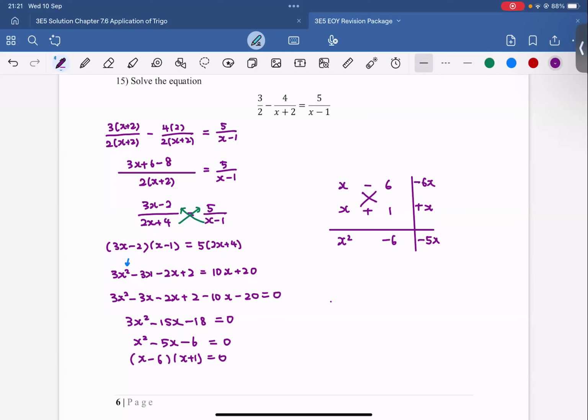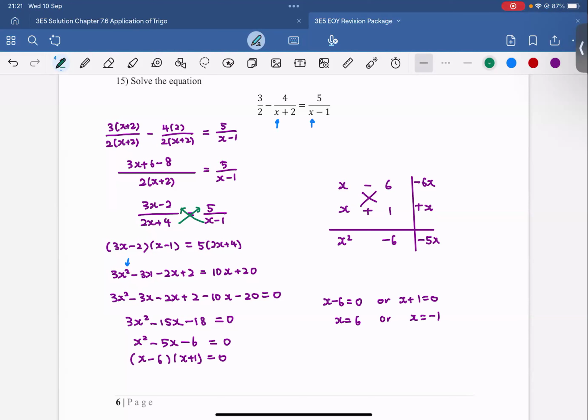Okay, so when something times something equals 0, I can say x minus 6 equals 0, or x plus 1 equals 0. So x equals to 6, or x equals to minus 1. Okay, again, how do you check? You can just put the answer back into the x and then check.